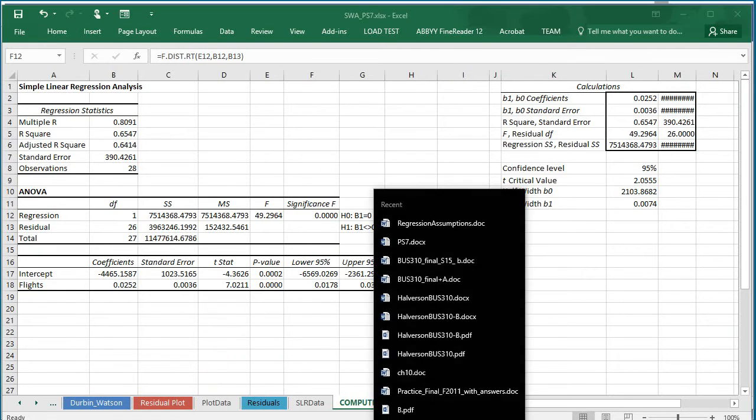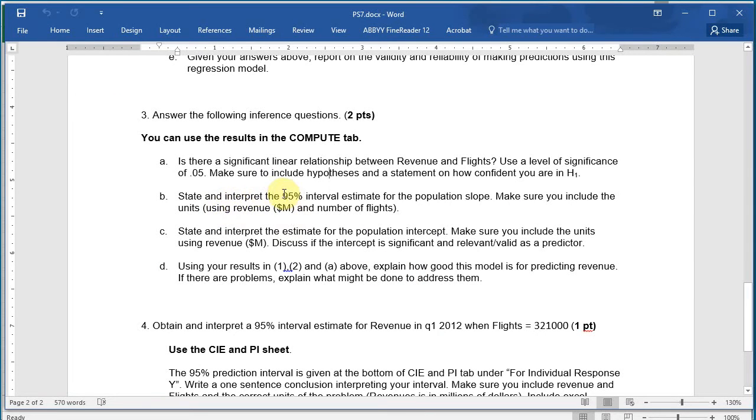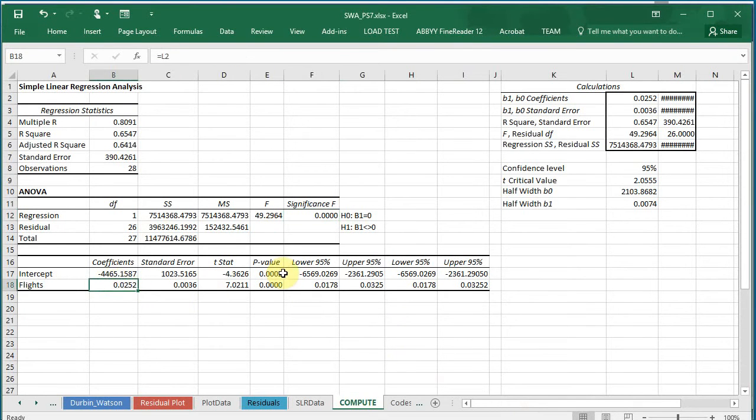So what's next? State and interpret the 95% interval estimate for the population slope. Okay, this is the population slope, and this is the 95% confidence interval. What this says is that our equation, which you recall is y equals minus 4465 plus 0.0252x, where x is flights. This number right here is the slope.